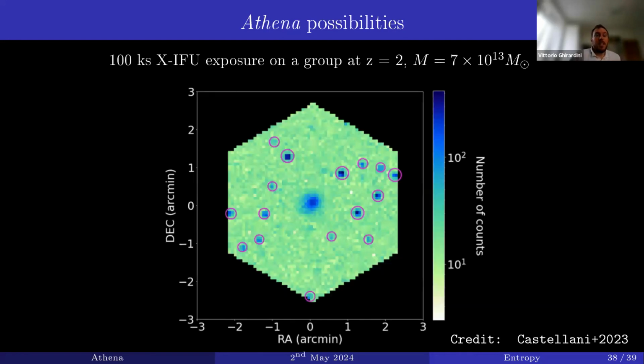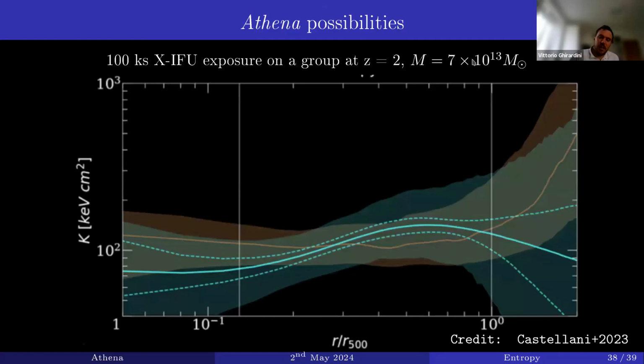And the same is also true for X-IFU, although the analysis is done slightly differently, as you will know. For example, even for a group at redshift of 2, which is a very massive group at redshift 2, 7 times 10^13 solar masses, you can get exquisite entropy profiling.